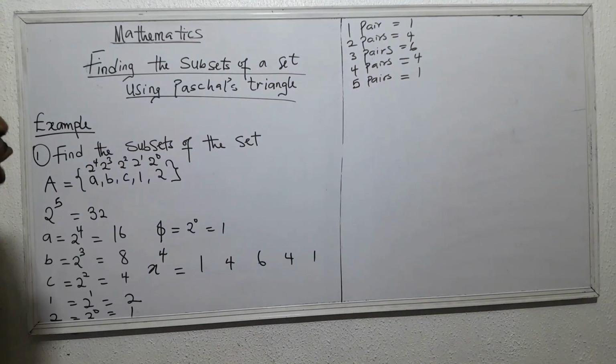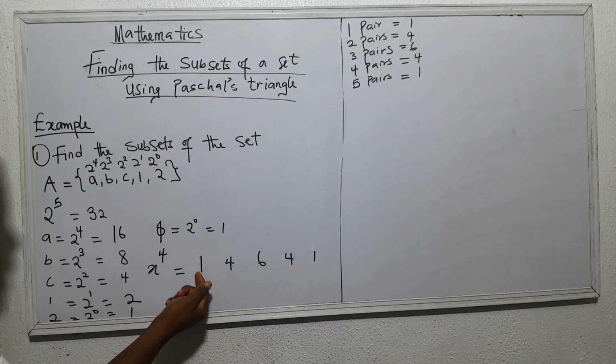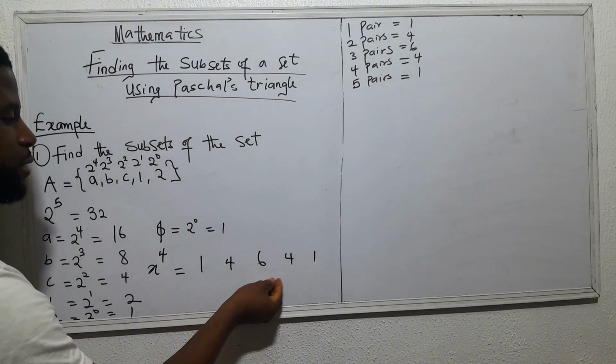Now, you know the number of pairs that you will get in each element by counting the number of expansion.